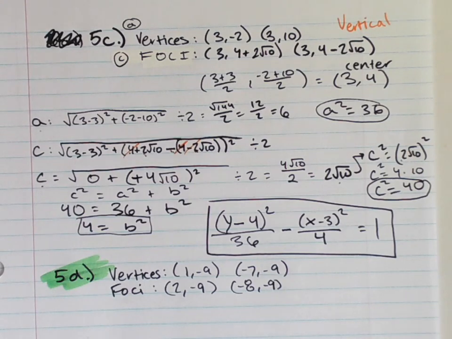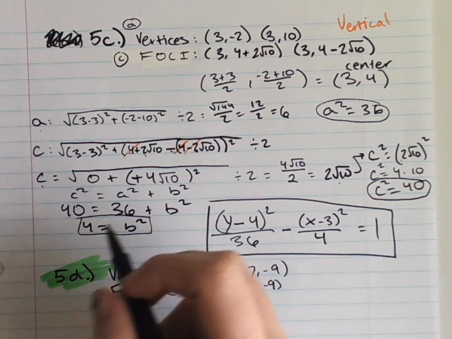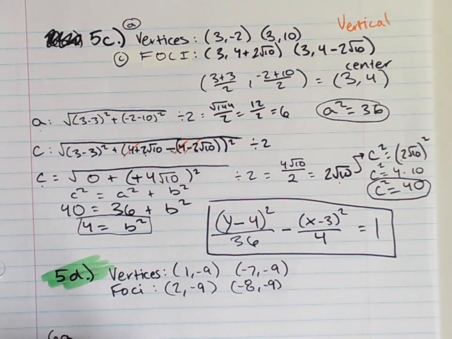Okay, y'all. I have one more to do, and this video is done. So it's going to be 6A. What happens when they give you co-vertices and foci? We haven't done one like this yet.